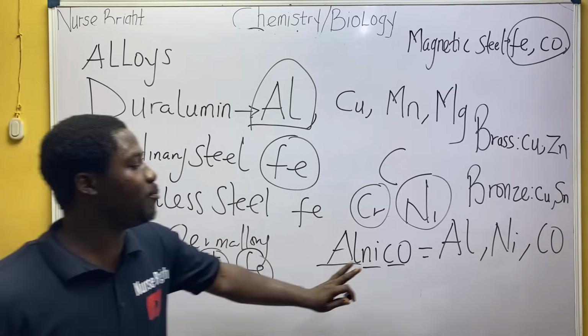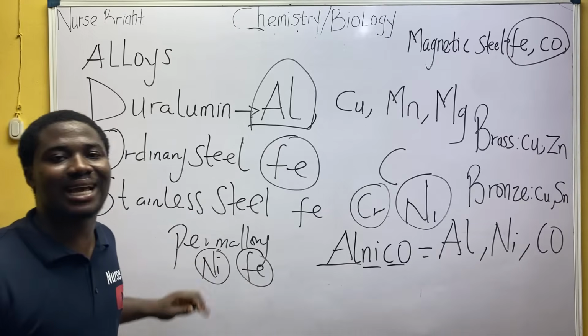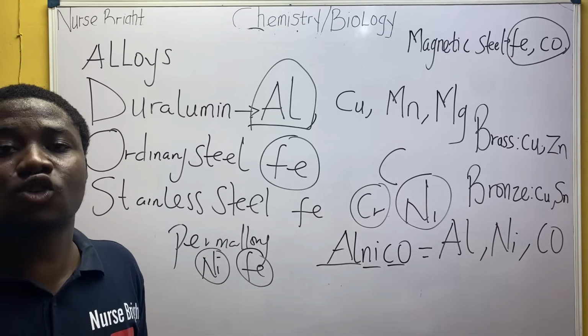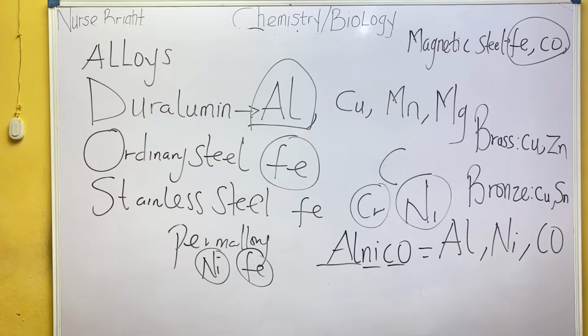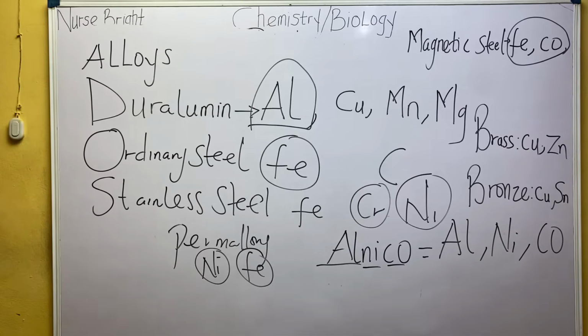Temporary magnet is also called electromagnet, which is caused as a result of magnetization through electricity, literally. But you have to note here that permalloy is for making temporary magnet or electromagnet. There are other alloys, but these ones I know are exam focused. Note them, they are very, very important.